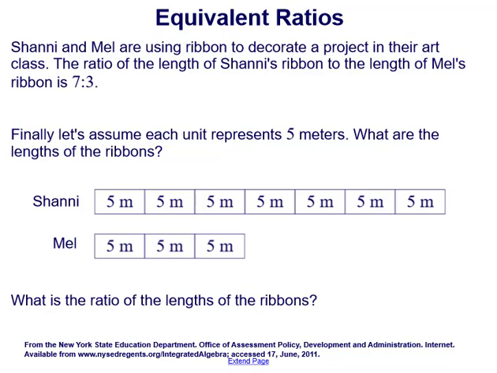But again, it can be any unit we choose, so let's finally pick another unit. Let's assume each unit represents 5 meters. What are the lengths of the ribbons now? So Shani's, we can see, is 5, 10, 15, 20, 25, 30, 35 meters, where Mel's is 5, 10, 15 meters. So now the ratio of the lengths of the ribbons is 35 to 15.